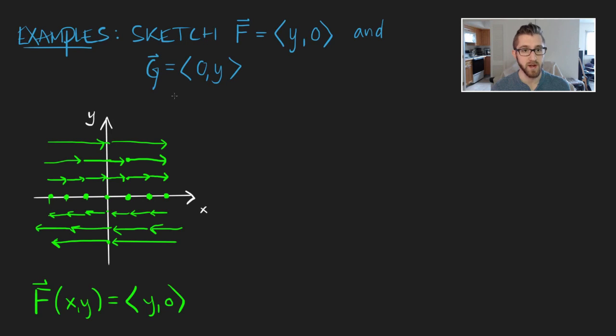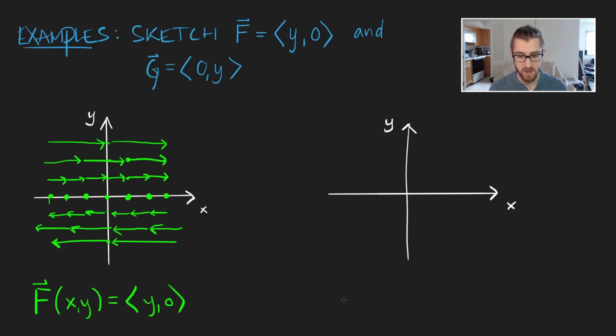Okay, so I cleared some space here. I'm going to draw this second vector field, G, in a second, but maybe you want to pause the video and try it yourself first, just to get a little practice before you see me do it. So here are our axes. We're going to draw the vector field in orange. G of x, y is 0, y.